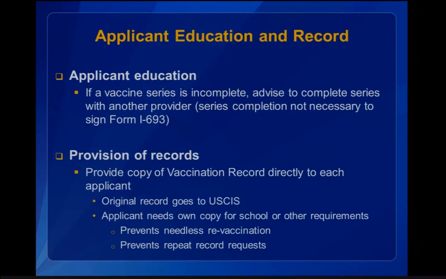Provide a copy of the vaccination record directly to each applicant, and I know they do get the whole exam now. But this is, of course, important for school. It's important for a number of different reasons. It prevents needless revaccination and prevents people from contacting you for records that you would have to go searching for.